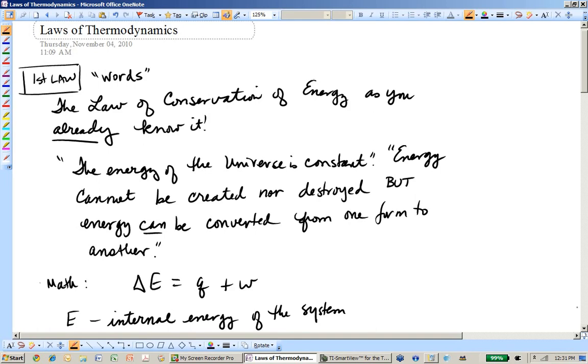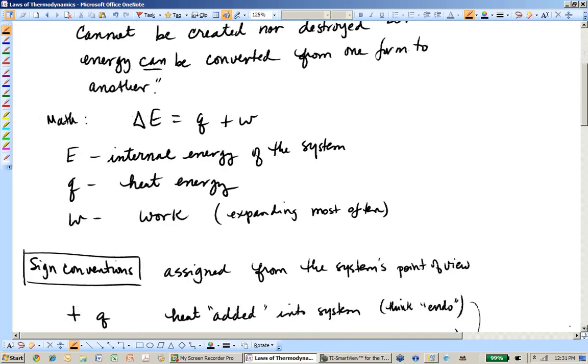If you want to state it in mathematical terms, then delta E is equal to Q plus W. In English, that means E is the internal energy of the system. E is a good symbol for energy, I think. Q is the heat energy of the system, so the Q is quantity of heat, not to be confused with Q as quantity of charge in coulombs in electrochem. And baby W is work.